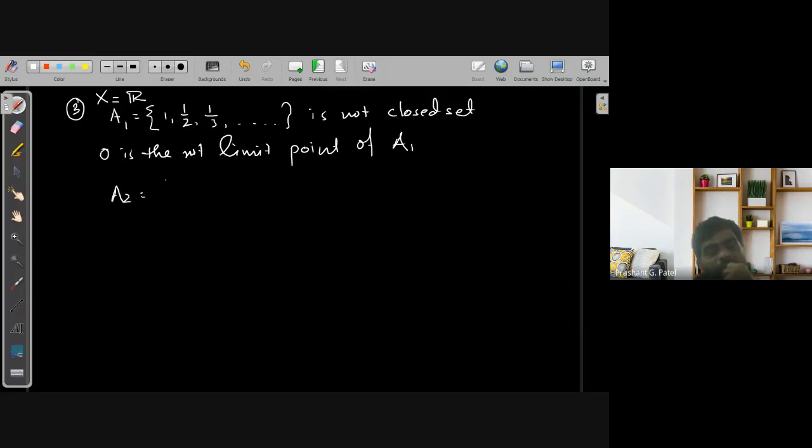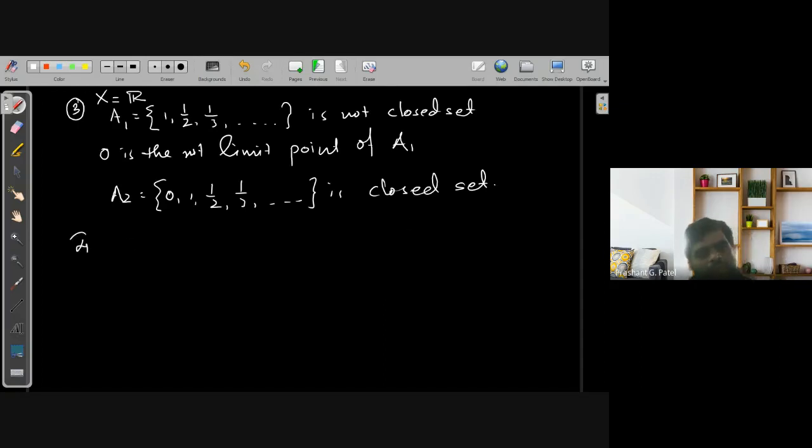If I define a set A2 which is 0, 1, 1/2, and so on, then this is a closed set. In a similar manner, we can have any singleton set X. Can I say the singleton set X with the usual metric as a subset of R is a closed set or not? What is your argument? What do you say? If I have a singleton set as a subset of R, can I say that the singleton element is a closed set?